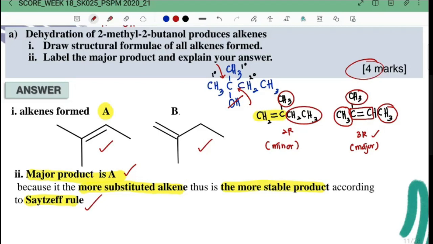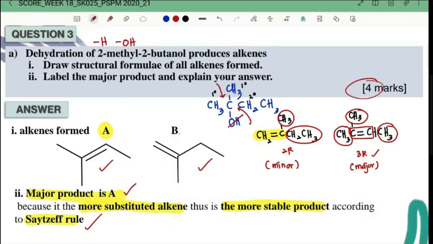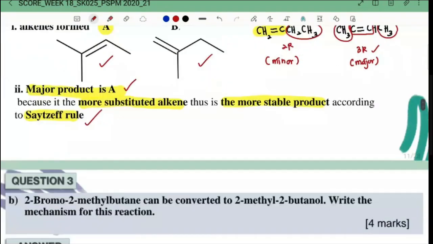Okay, so if no question, kalau ada soalan boleh je bagi tahu kat chat tu. So far saya tak nampak lagi soalan. So I just proceed to the next question B.